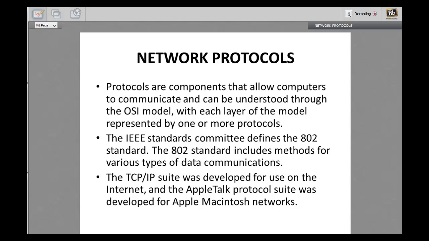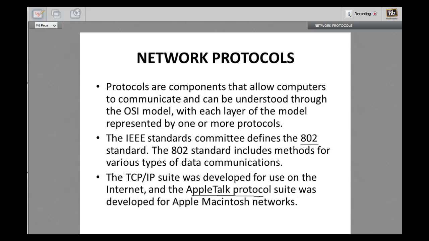The TCP/IP suite was developed for use on the internet, and the AppleTalk protocol suite was developed for the Apple Macintosh network. In general, this chapter gives you what a protocol is, and then it goes through the 802 protocols. There are many protocols of this kind of standard. You should know all of them and what the differences are, and also you should know what the protocols inside the AppleTalk protocol suite are.